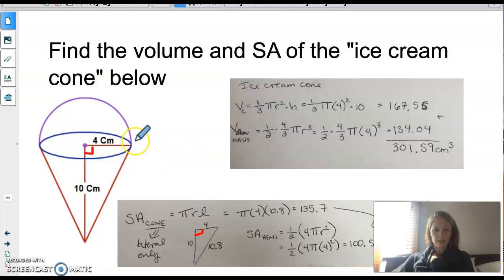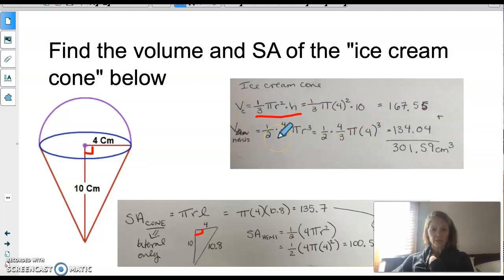And then again, to find the surface area of this hemisphere, this half sphere that's on top of the cone, I'm just using the formula to find the surface area of the whole sphere, but multiplying by 1/2. And so then I find that the surface area is 236.2. And then the volume, same thing, finding the volume of the cone using the formula for volume of a cone, 1/3 pi r squared times the height. And so I get 167.55.